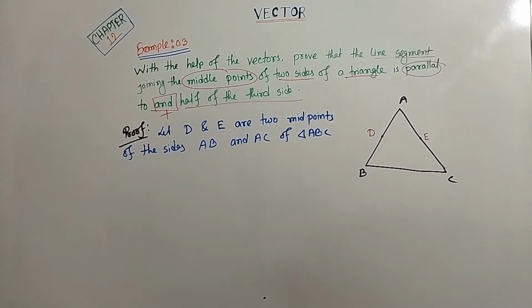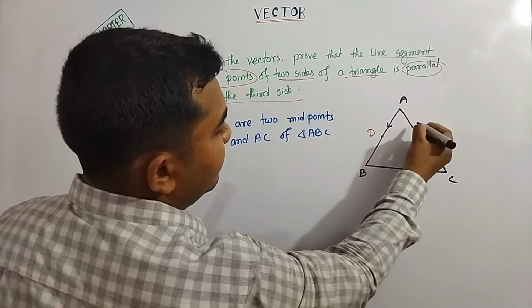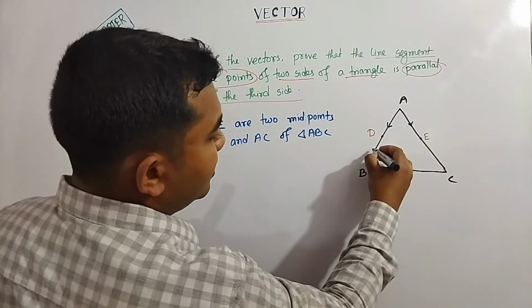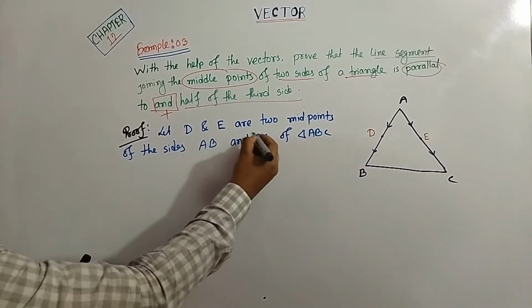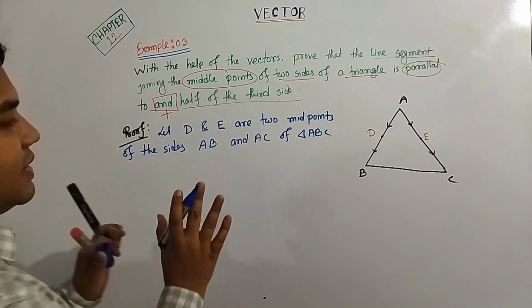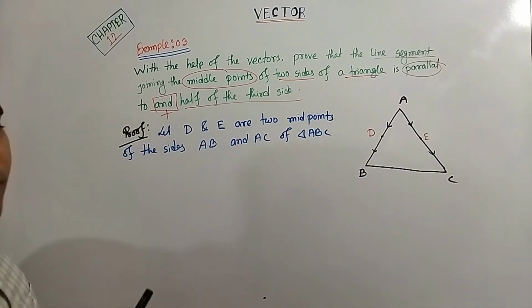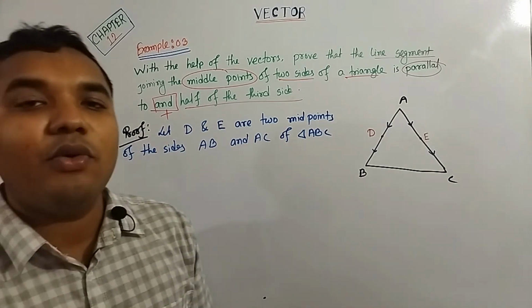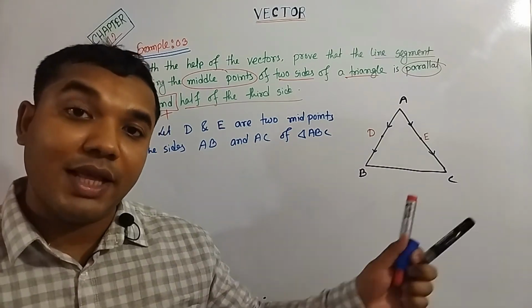Okay, we have written the first part. Then if we join these two points, what will happen? Since we are talking about the sides AB and AC, we will not use the vector sign here, but when we work with the vector part, then we will use the vector sign.